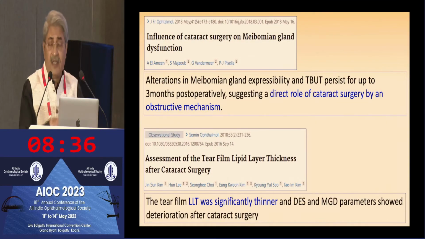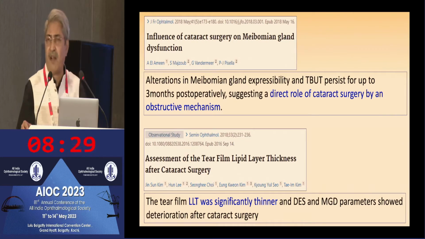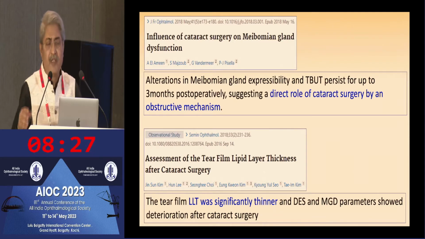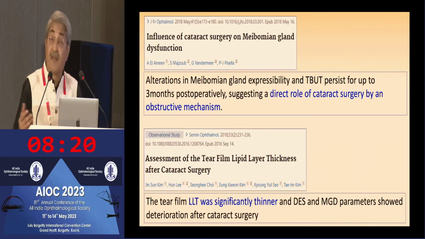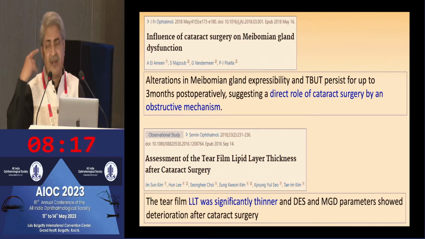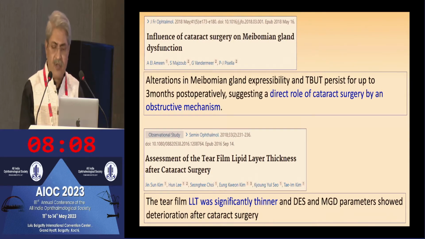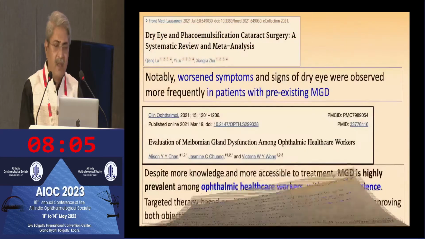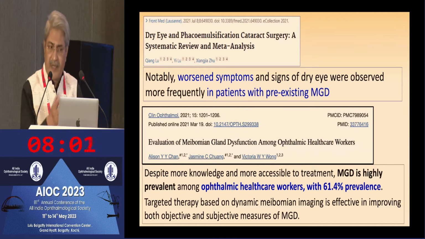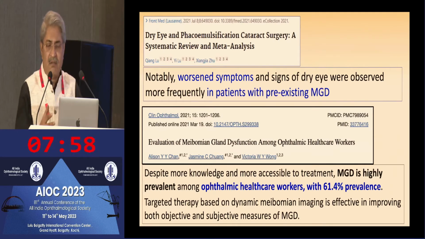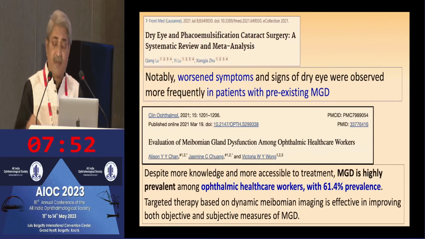So there are other influences. There are plenty of papers, at least maybe more than 300, 400 papers on this. Influence of cataract surgery on meibomian gland dysfunction, assessment of tear film lipid layer thickness after cataract surgery, why the patients come back and say that the eye is itching and reflex watering is more, gritty sensation. All the patients used to complain after cataract surgery. Then there are certain meta-analyses of this, and it is more frequently observed in those who have pre-existing meibomian gland dysfunction.